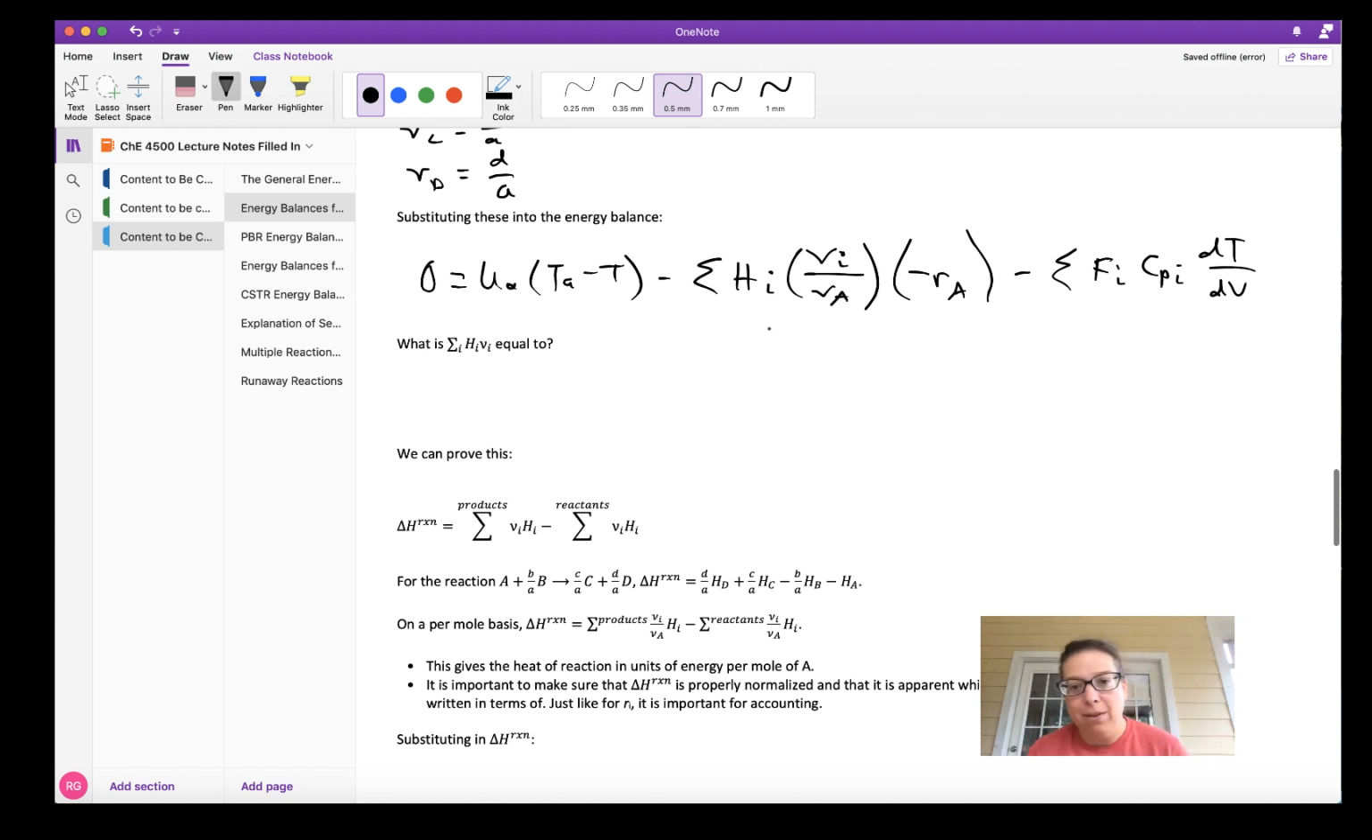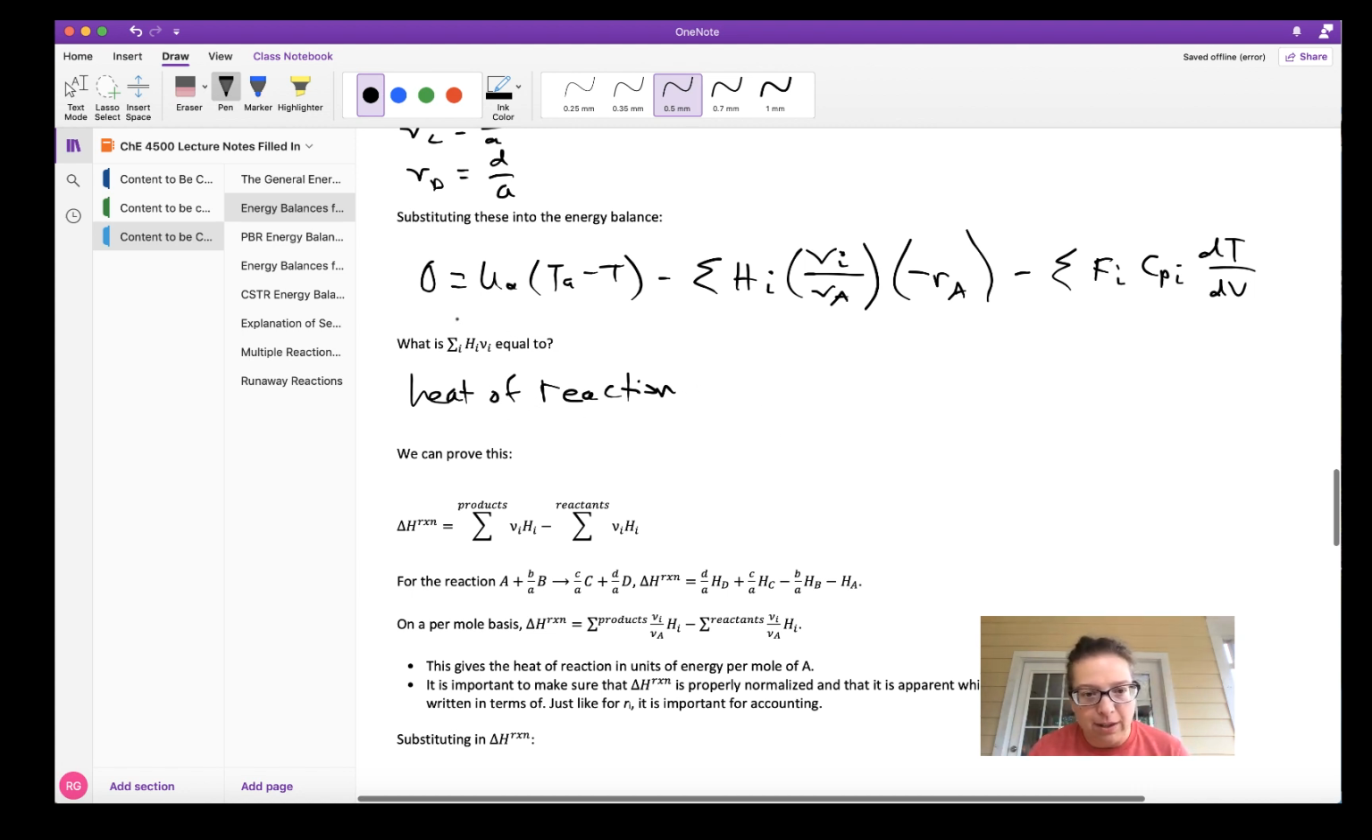So the nice thing about this, when we write this expression here, Hi times nu i divided by nu A, this has a particular meaning. This is actually equal to the heat of reaction. So when you're deriving an energy balance, you want this heat of reaction term to fall out of there. If it's not falling out, then you probably have done something wrong, so go back and check.